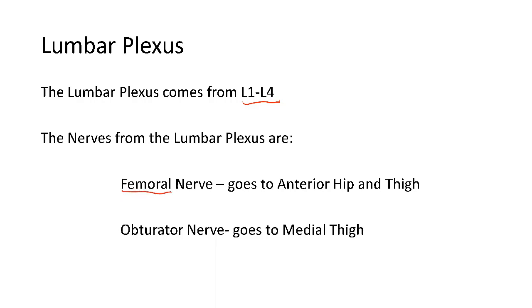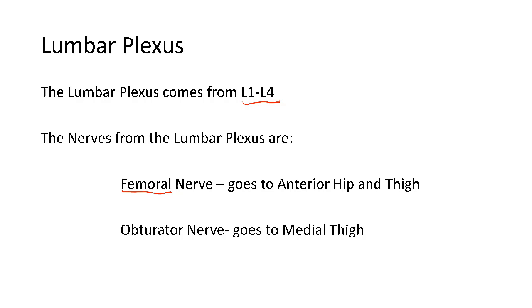Basically, it comes directly off those lumbar vertebra. Between those lumbar vertebra, those spinal nerves come directly forward, cross the pelvic brim, and go right into the anterior hip and the thigh, next to the artery and the vein.